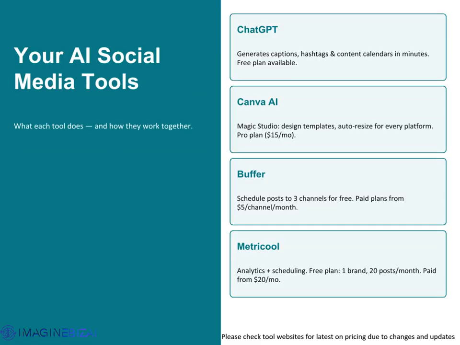In this module, we are working with 4 tools. ChatGPT, for writing captions and building your content calendar. Free plan available. Canva AI, for designing and resizing visuals. Free plan available. Magic Resize requires Canva Pro. Buffer, for scheduling posts automatically. Free plan, 3 channels, no credit card needed. And Metricool, for tracking what is actually working. Free plan includes 1 brand and 20 posts per month. You can start with all 4 today. Let's walk through each workflow.